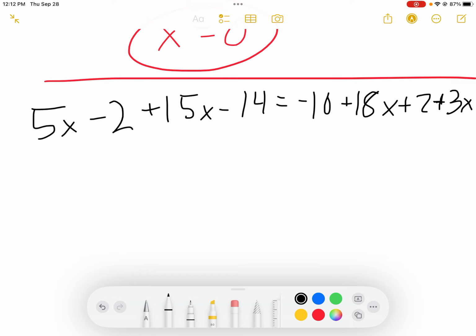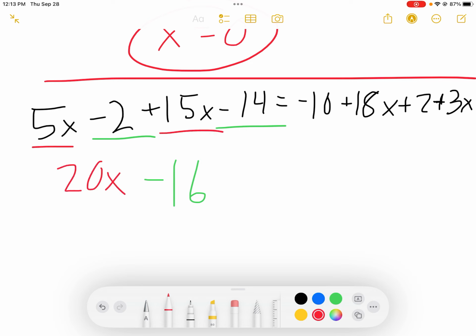Combine like terms together. In green, I have my constants. Those are going to be negative 16. In red, I have my variables. 5x and 15x. That's 20x. 20x minus 16 equals. And then again, in green, I have my constants. Negative 2 plus 11. Doesn't matter what order you do these in. You'll get the same answer either way.